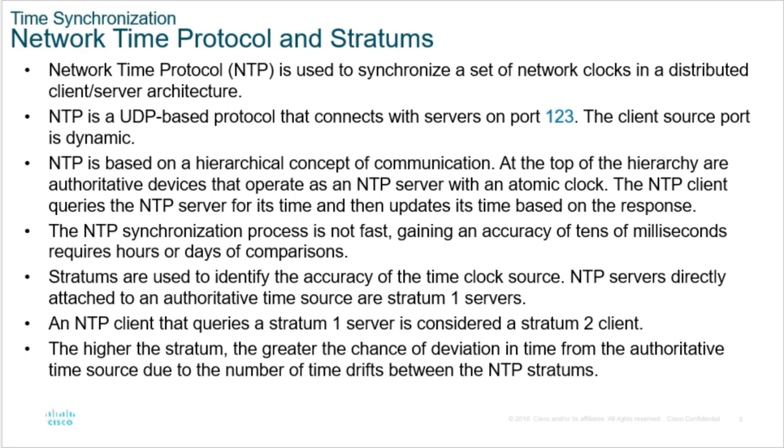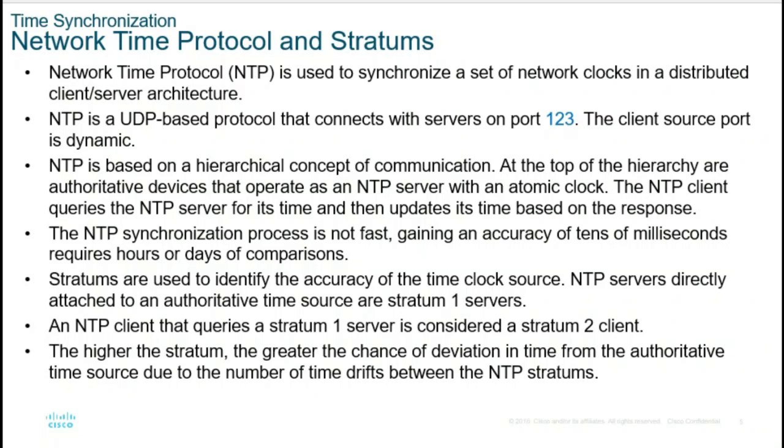This protocol is used to synchronize a set of network clocks in a distributed client-server architecture. NTP uses UDP-based communication and they communicate in port number 123. So in a client-server architecture, there is a hierarchy for the NTP, and the highest hierarchy is the authoritative devices. They operate as an NTP server having an atomic clock.